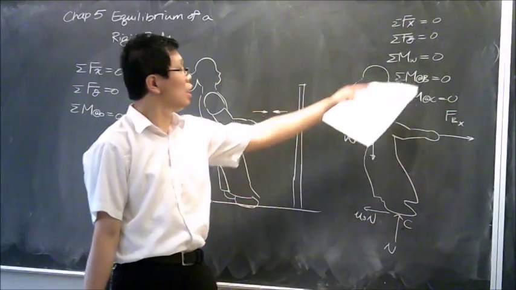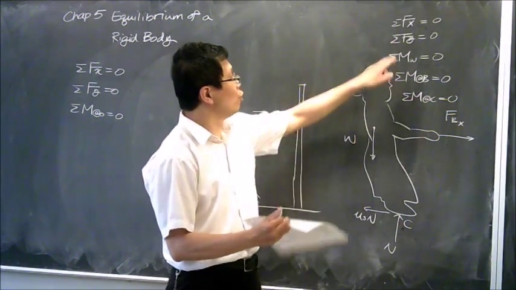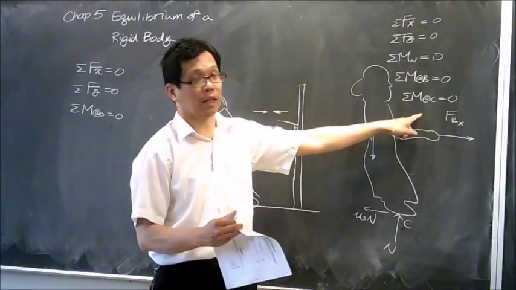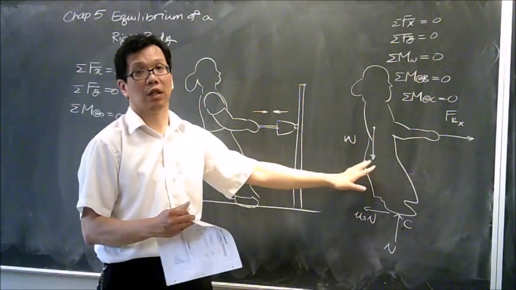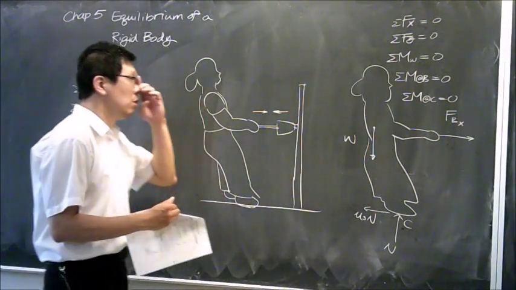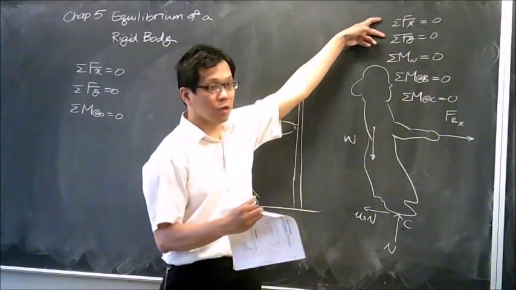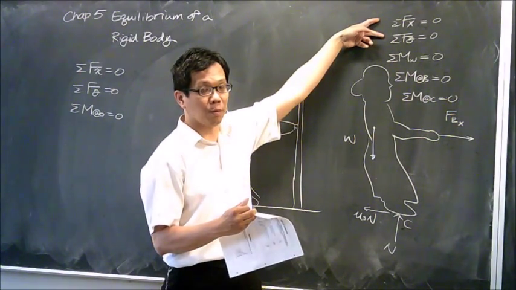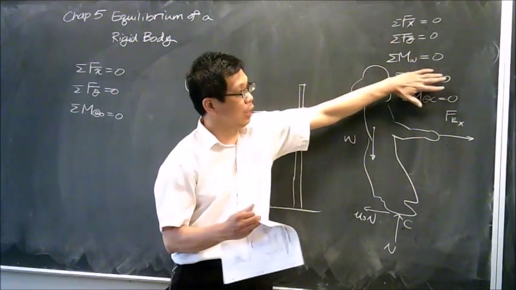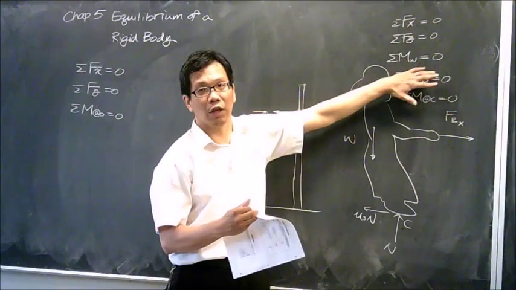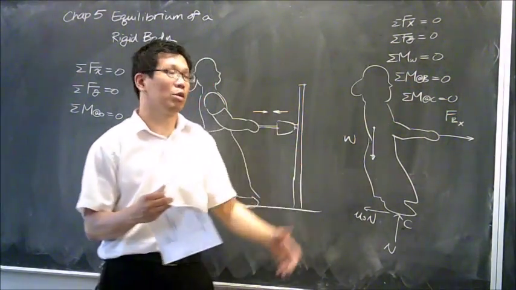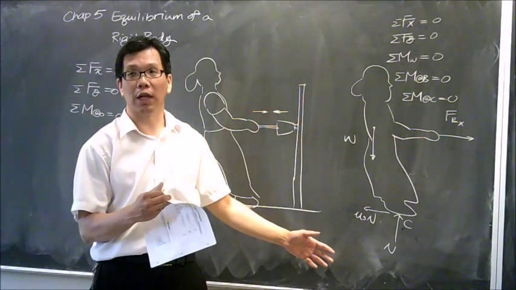So obviously, it doesn't matter which point you use as your moment center. The moment equation around any point on this person should equal 0. It also implies we have two force equations over here, which means we can solve the problem with two unknowns. If you use one additional equation, then you can get up to three unknowns. Sometimes, in this kind of problem, you might have more than three unknowns.